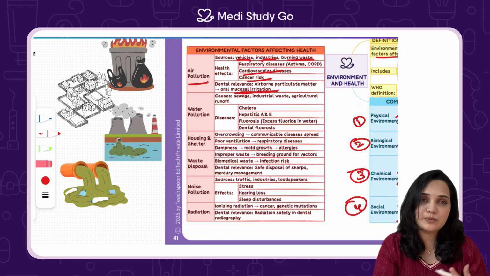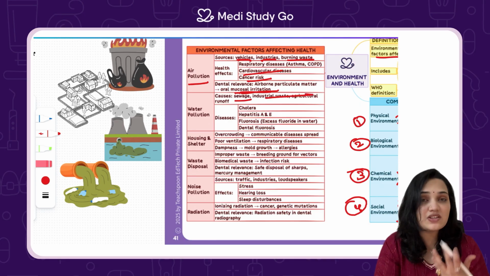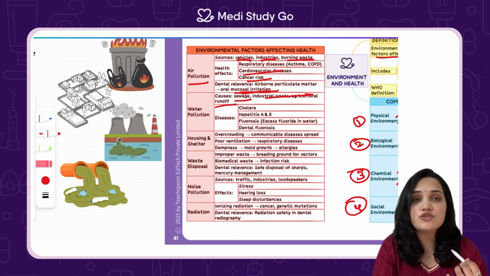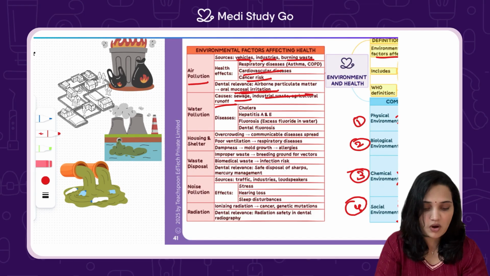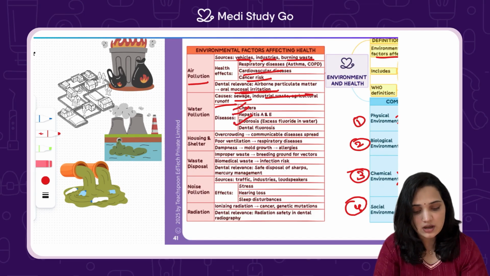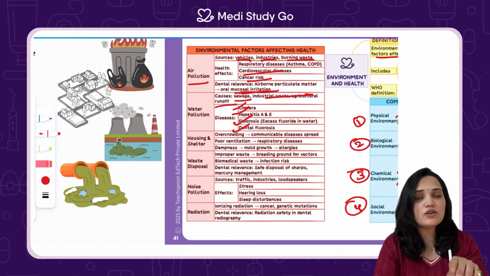Then we have water pollution. Water becomes polluted due to sewage discharge, industrial waste and agricultural runoff. It will also lead to diseases like cholera, hepatitis A and E, fluorosis and dental fluorosis. The water quality is therefore very important for both general and oral health.